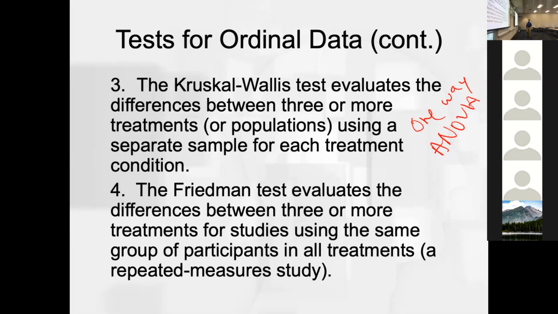And the final test, the Friedman, evaluates the differences between 3 or more treatments for studies using the same group of participants in all the treatments. So what would be the parametric equivalent of the Friedman test? Yes, exactly. Repeated measures ANOVA.